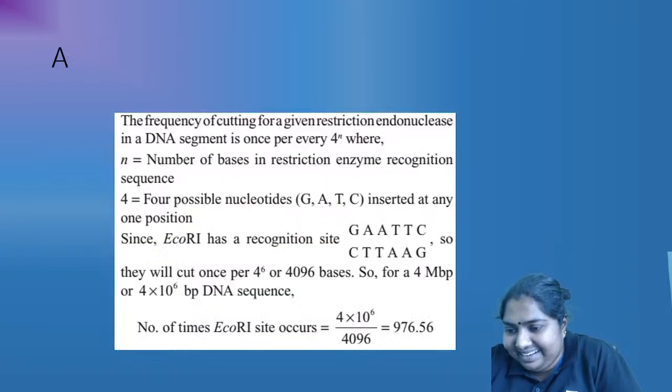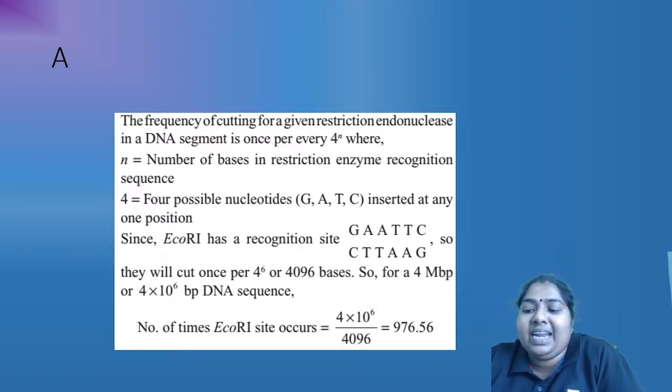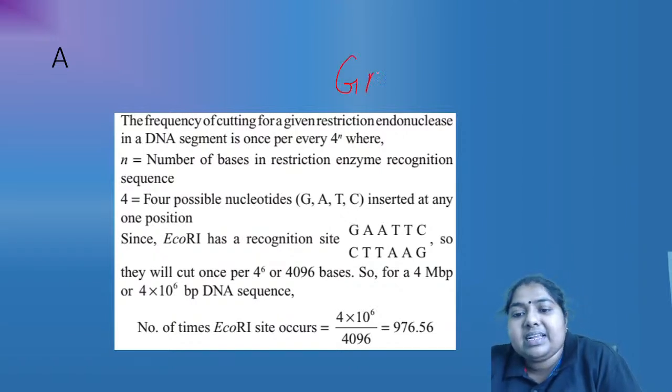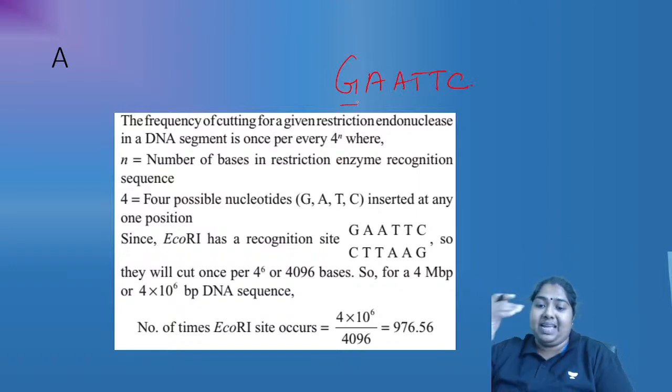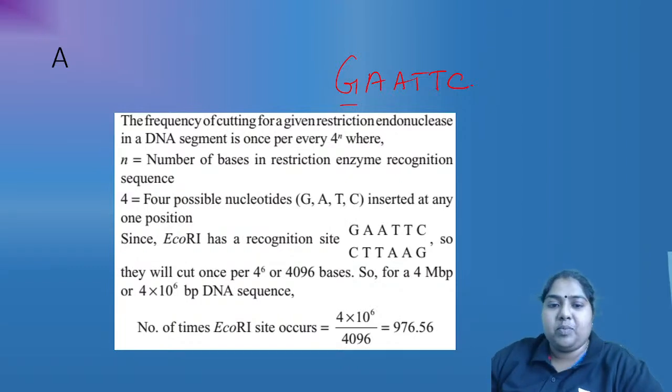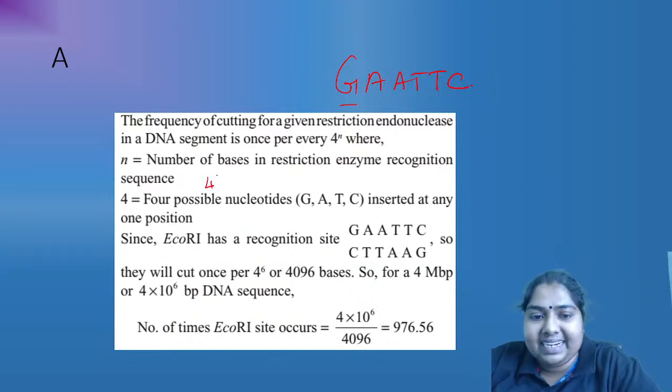Yes, Payali, it is right. Yes, good. It is telling about the frequency of cutting. So how many bases are there? 4 bases, isn't it? Yes, correct. It is GAATTC. So for that you have every base, right? So base is 4, so it is becoming 4 power n. It is the possible number. Once in every 4 power n it is going to come.